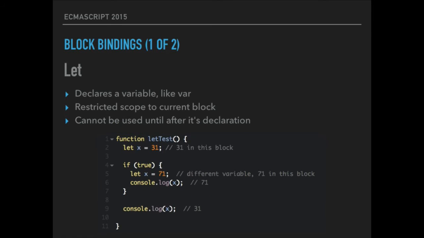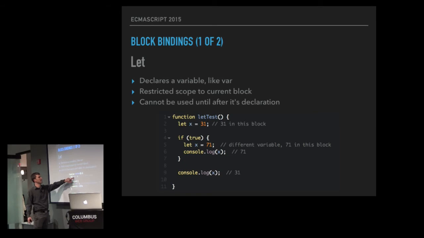Block bindings. This is kind of new. This is the let feature. It's like var. You're declaring a variable, but it's restricted to the block, and it cannot be used until after its declaration. It's easier to explain this visually. Here, we have the function let test, and right out of the box, we're telling it that x equals 31. Then we have this if statement. If whatever is true, now it's 71. So when we spit out the x variable, it's going to be 71. But the second we leave this block, it's back to 31. It's kind of a new way of handling variables. I think it's pretty cool.